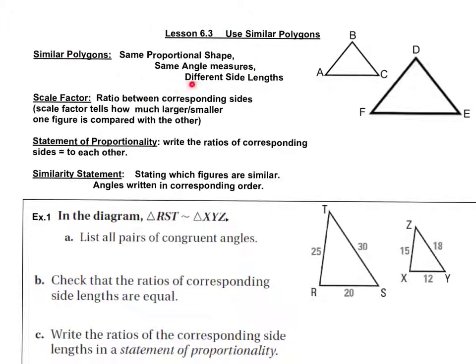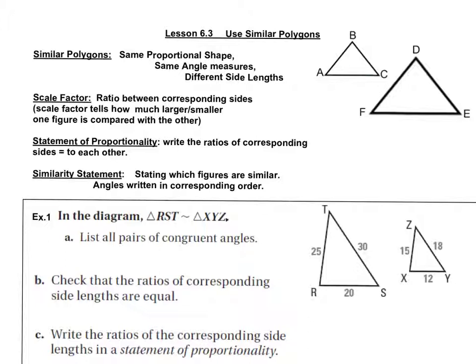These are two shapes that are the same proportional shape, they have the same angles, congruent angles, but different side lengths. So these two triangles that you see, these are similar polygons. They're the same shape. If you measured the angles, they would match up. All three angles would be congruent from one to the other, but they're different sizes. Obviously the second one is larger, and that's okay. They can still be similar.